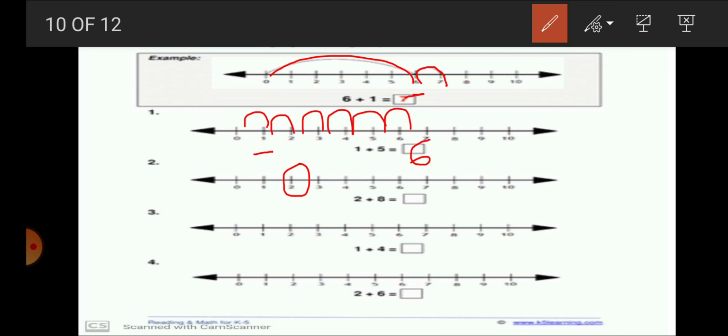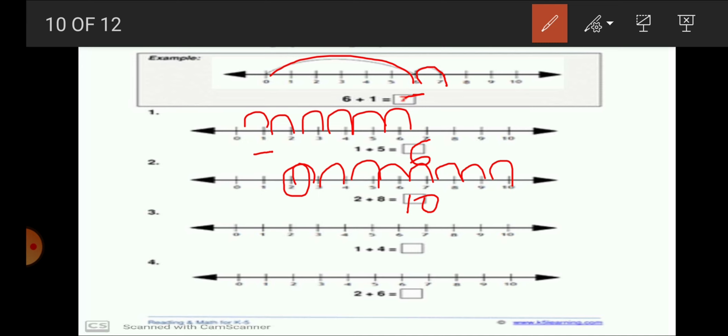Move 8 steps forward on the right side of the given number, as our sum is 2 plus 8, or make 8 jumps. Okay, so let's start counting. 1, 2, 3, 4, 5, 6, 7, 8. Where do we reach? Where do you stop? Which number is that? It is number 10. So it will be our answer.